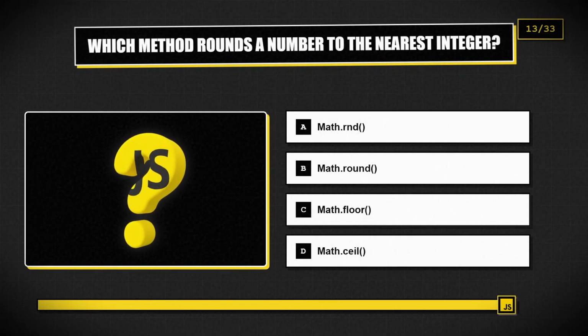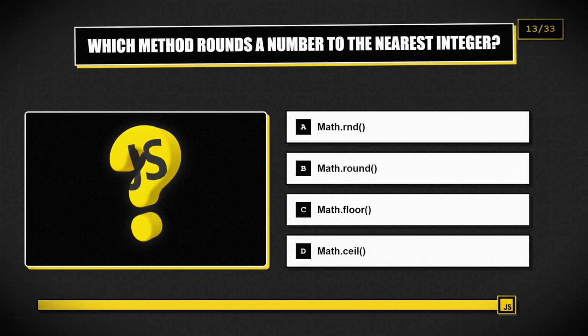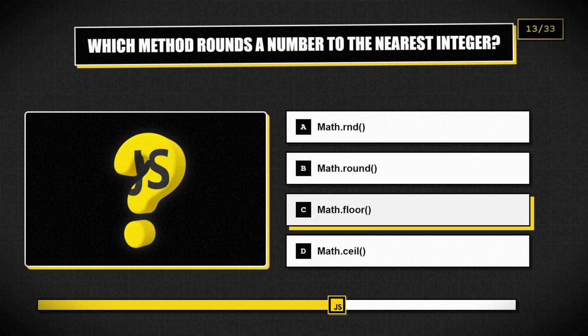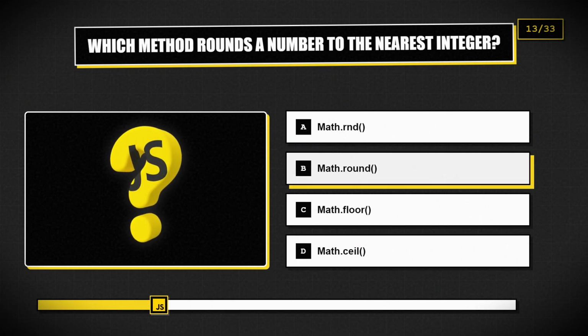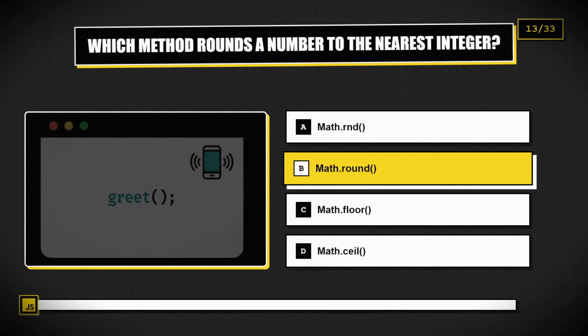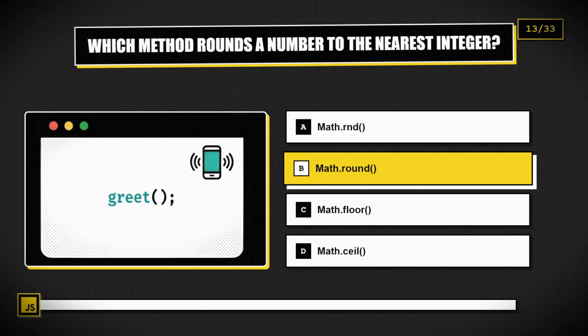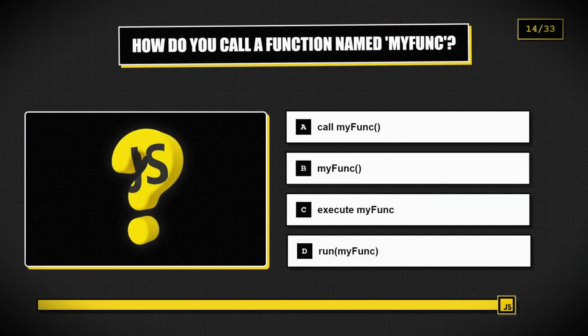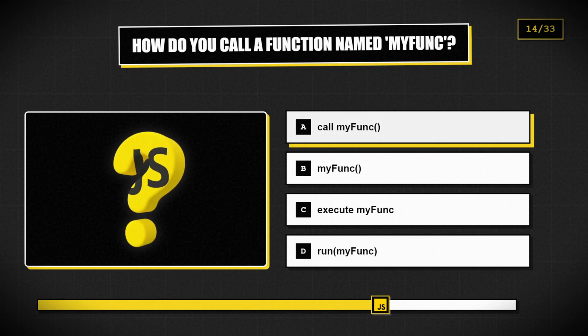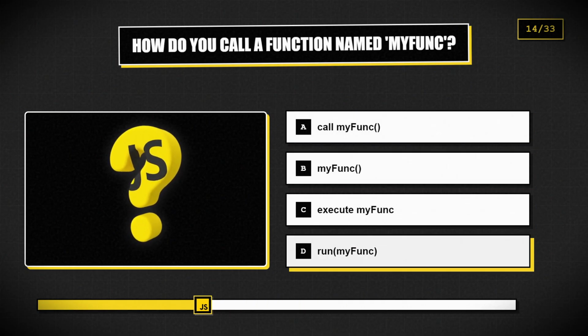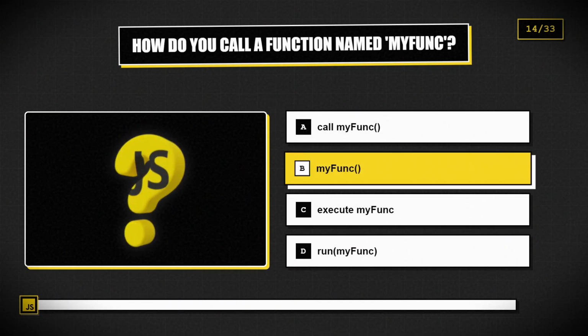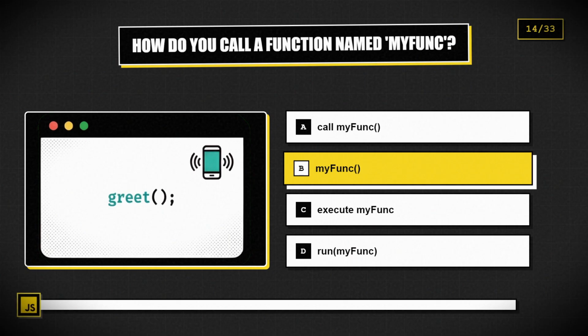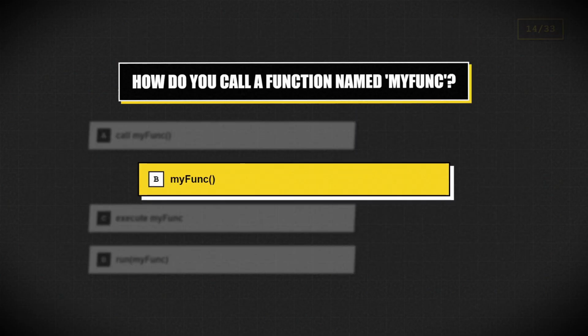Which method rounds a number to the nearest integer? Math.round returns the value of a number rounded to the closest whole number. How do you call a function named myFunc? Use the function name followed by parentheses to call it.